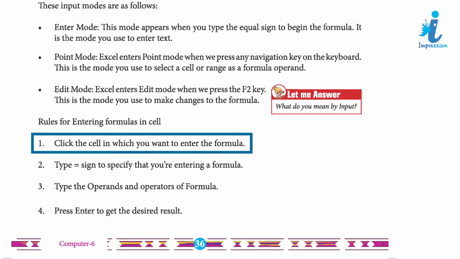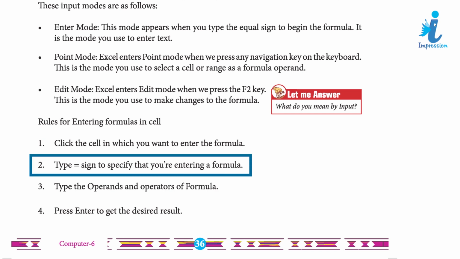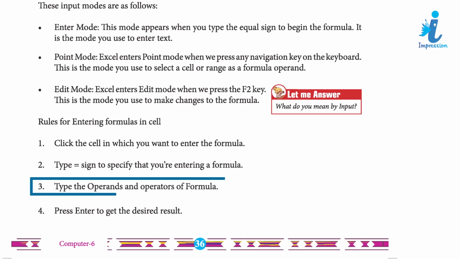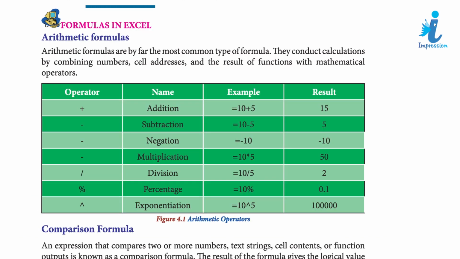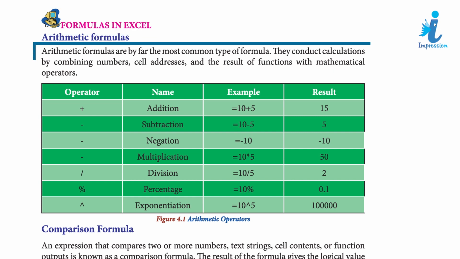1. Click the cell in which you want to enter the formula. 2. Type the equal sign to specify that you are entering a formula. 3. Type the operands and operator of the formula. 4. Press Enter to get the desired result. Formulas in Excel. Arithmetic formulas. Arithmetic formulas are by far the most common type of formula. They conduct calculations by combining numbers, cell addresses and the results of functions with mathematical operators.